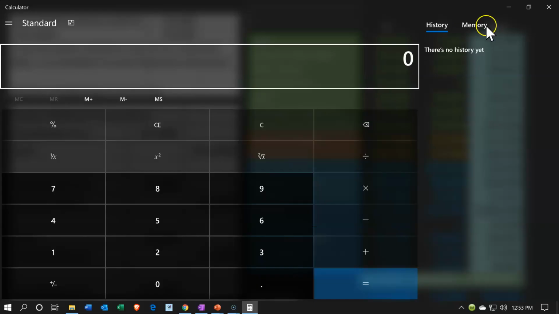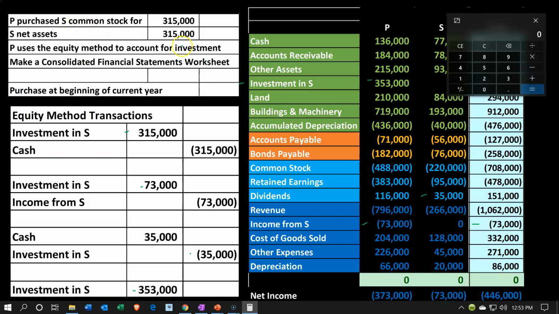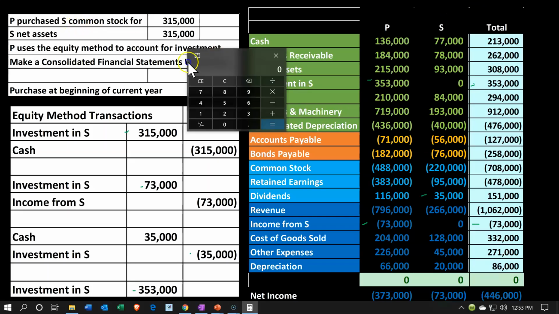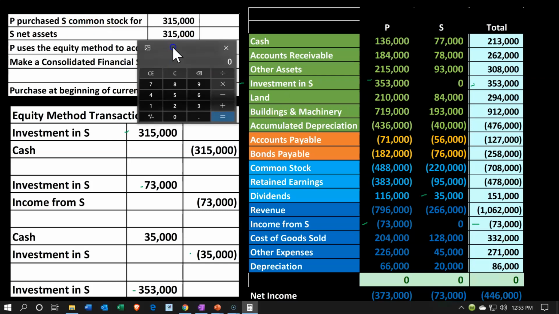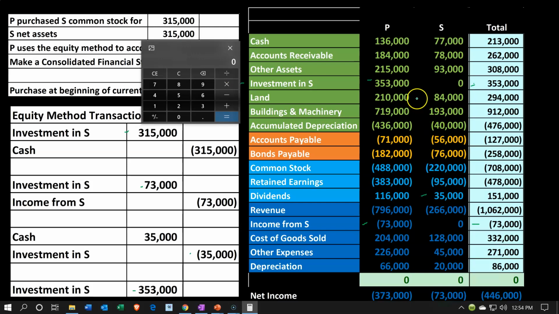Also note that, considering the simplified format that we had here, where they purchased it for the exact book value of S at the beginning of the current year, and they own 100% of S, that means we can also just say that whatever S's total equity is should be represented by this investment in S.